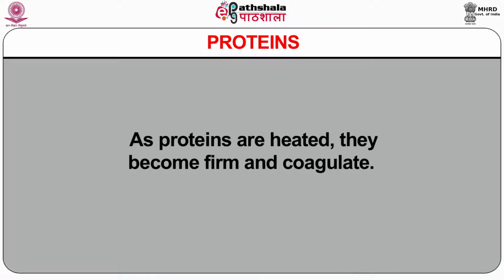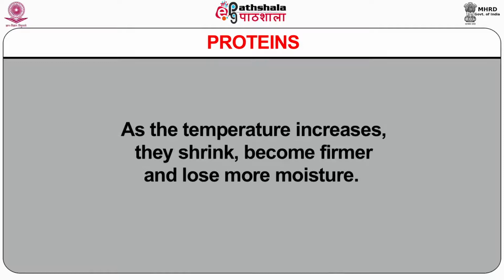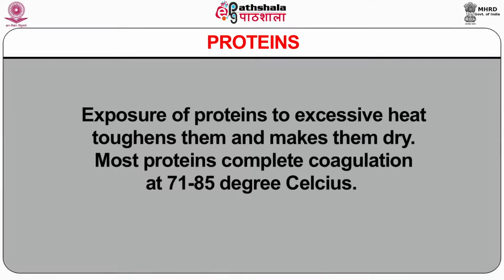Reaction of heat with food. Proteins. Protein is a major component of meat, fish, poultry, egg, and milk. It is present in smaller amounts in nuts, beans, and grain. As proteins are heated, they become firm and coagulate. As the temperature increases, they shrink, become firmer, and lose more moisture. Exposure of proteins to excessive heat toughens them and makes them dry. Most proteins complete coagulation at 71 to 85 degrees Celsius.